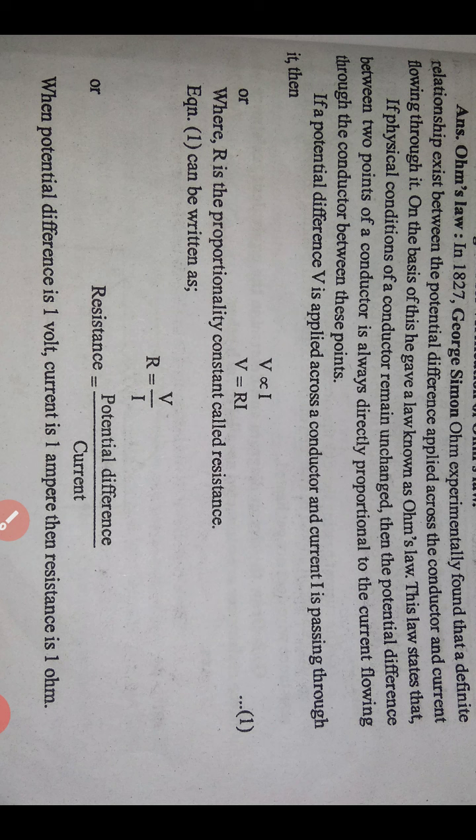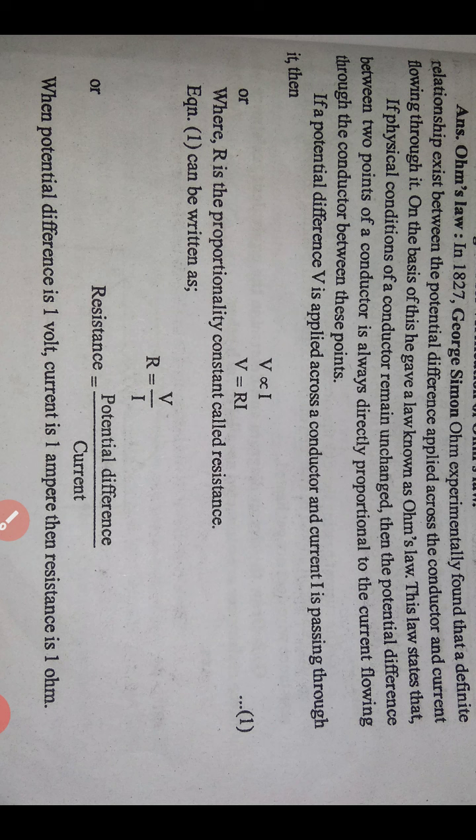So let's start this topic, and the name of the topic is Ohm's law. In 1827, George Simon Ohm experimentally found a relationship between potential and current. This law was given by George Simon Ohm in 1827, and in this law he has given a relationship between the current and voltage.